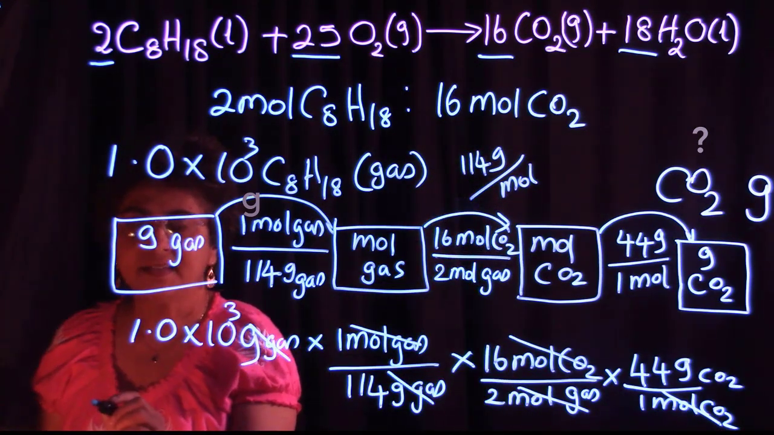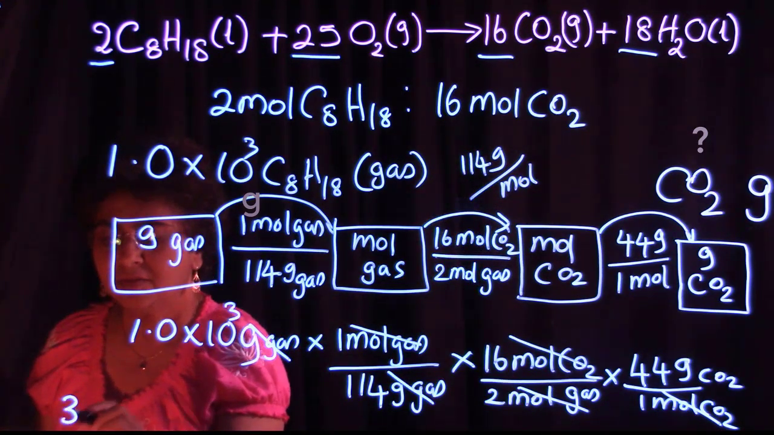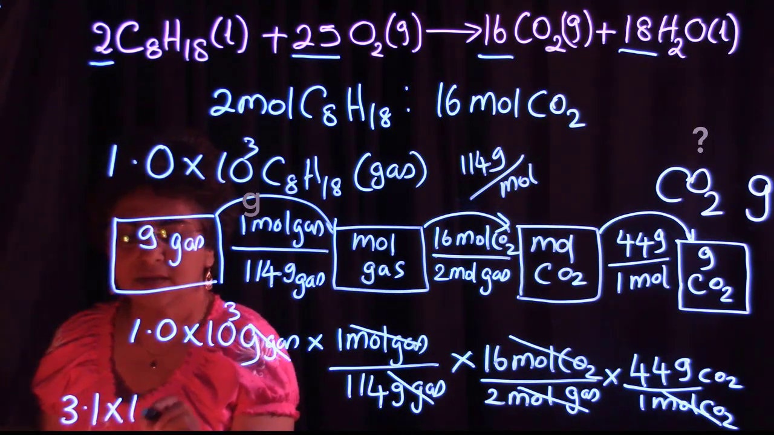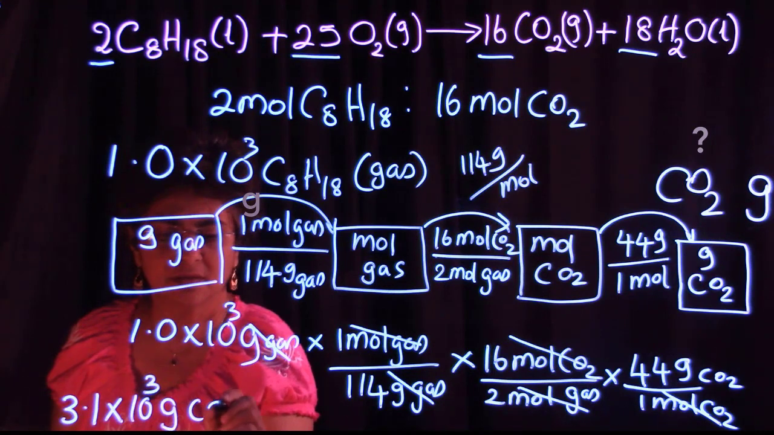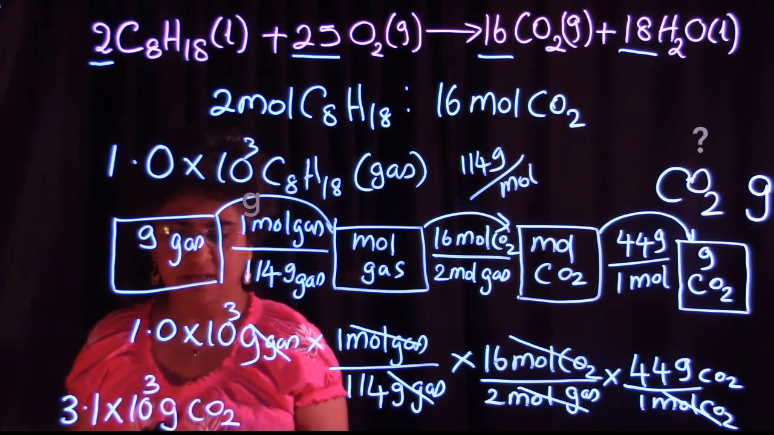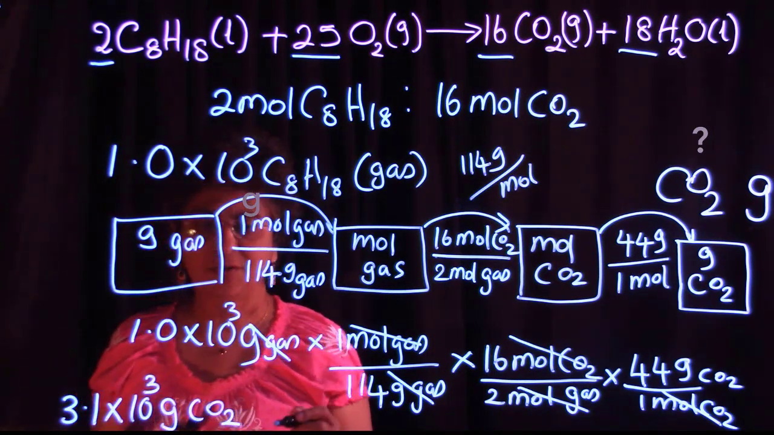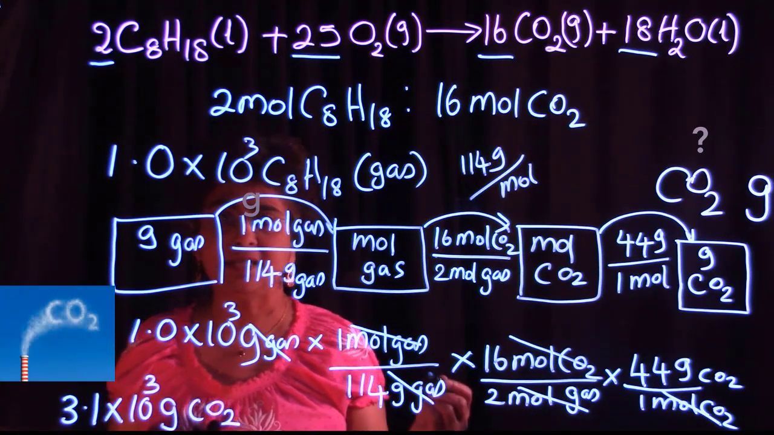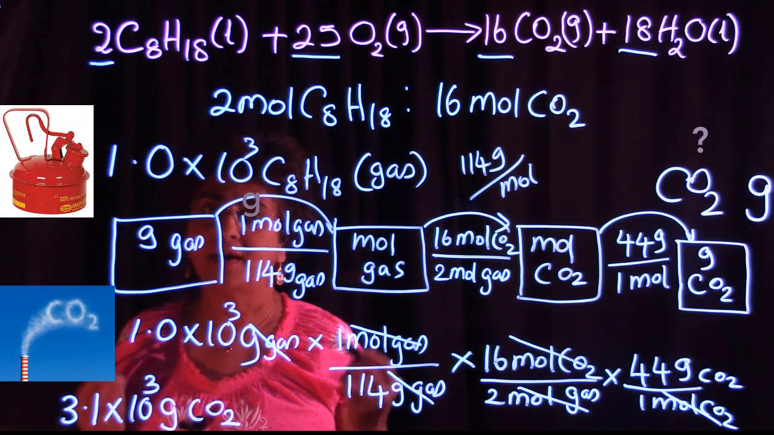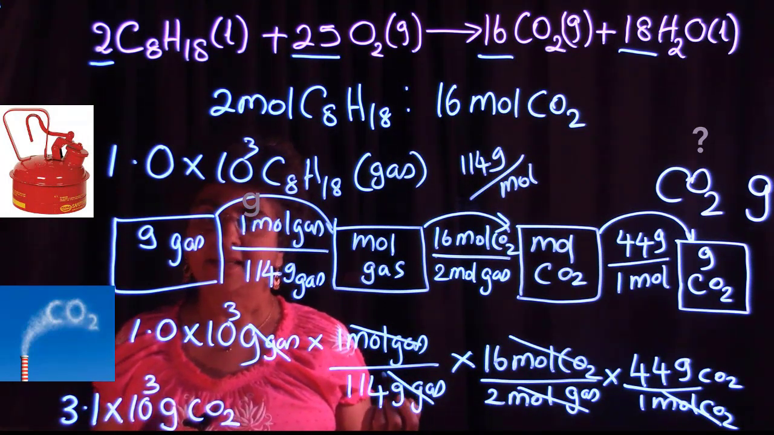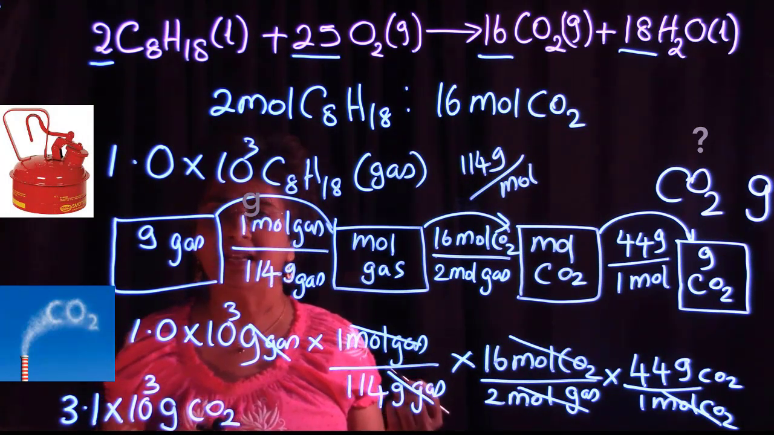So the answer is 3.1 times 10 to the power of 3 grams of carbon dioxide. That is 3.1 kilograms of carbon dioxide will be released if we burn 1000 grams of gasoline or 1 kilogram of gasoline. That is slightly less than half a gallon of gasoline.